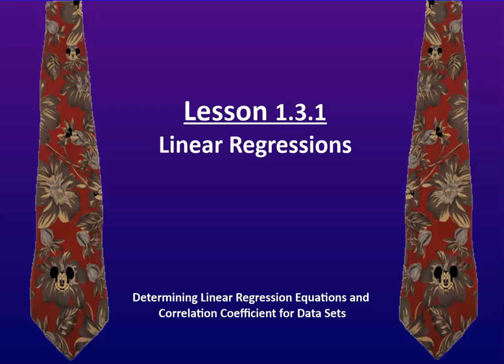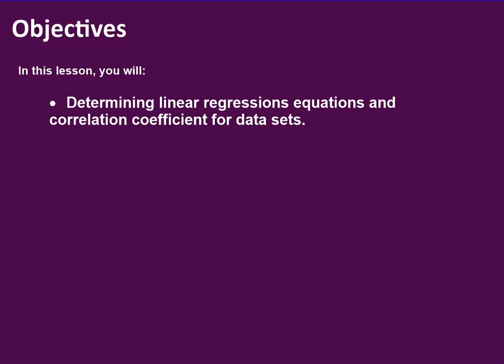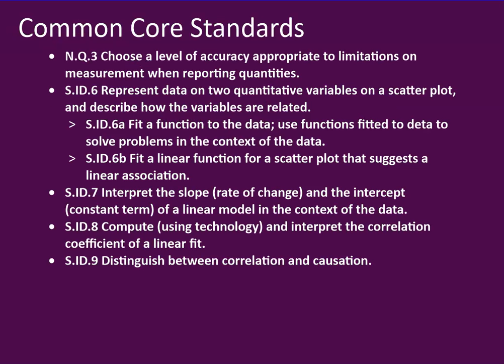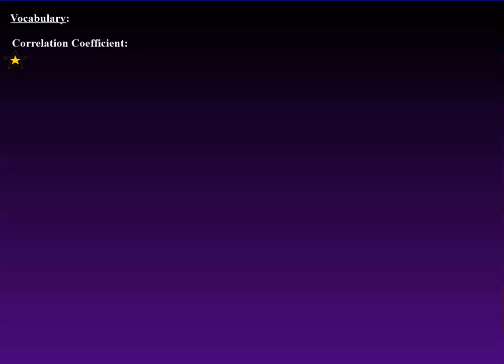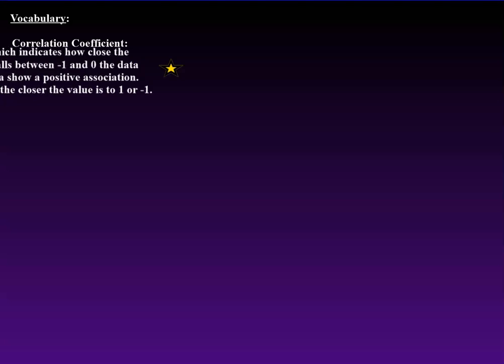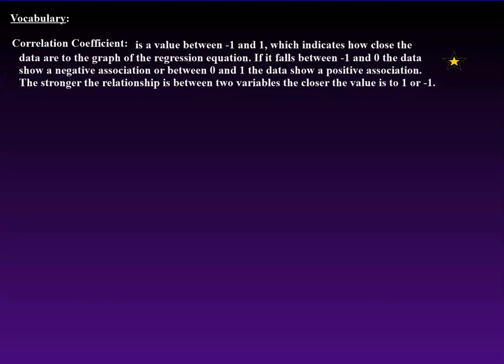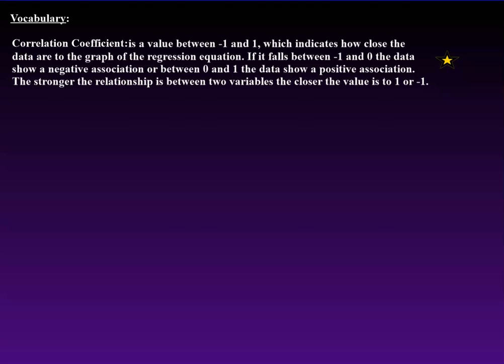1.3.1 Linear Regressions. Determining linear regression equations and correlation coefficients for data sets. Correlation vocabulary. Correlation coefficient. Correlation coefficient is a value between -1 and 1, which indicates how close the data are to the graph of a regression equation.